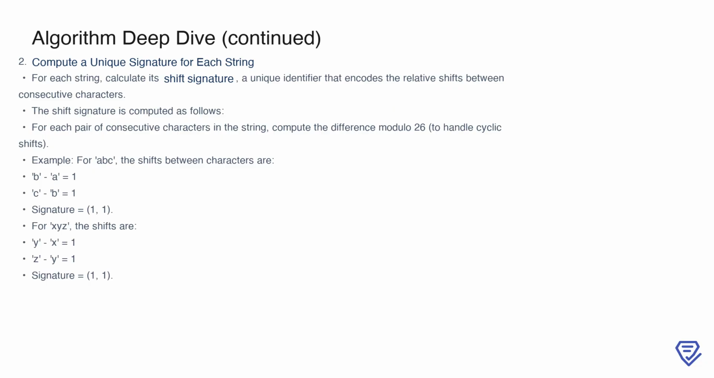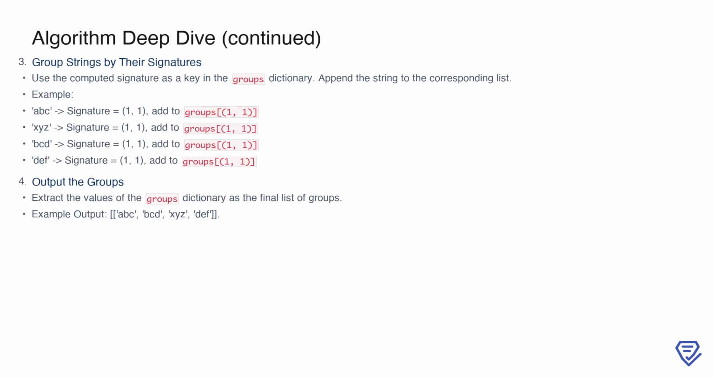This signature will help us identify and group strings that are shift equivalent. Using the computed signature, we then group the strings. Each signature serves as a key in the groups dictionary, and strings with the same signature are added to the corresponding list. For instance, the strings ABC, XYZ, BCD, and def all share the signature (1, 1), so they are grouped together under this key.